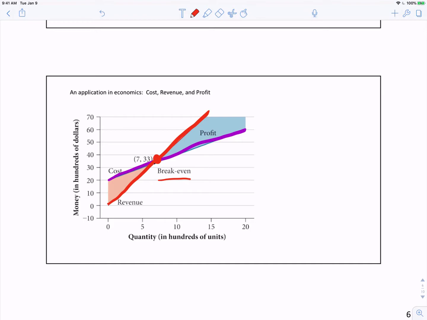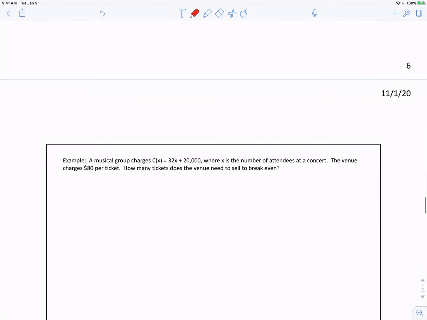So up until that point, notice that cost was bigger than revenue, meaning a business was paying out more than it was taking in. But after that point, revenue was more than their cost. And that difference between your revenue and your cost is your profit. This, by the way, is called loss. So when you're spending more than you're making, you're losing money. That amount is called loss. And when you're making more money than you're spending, that extra money is called profit. So let's take a look at an example.